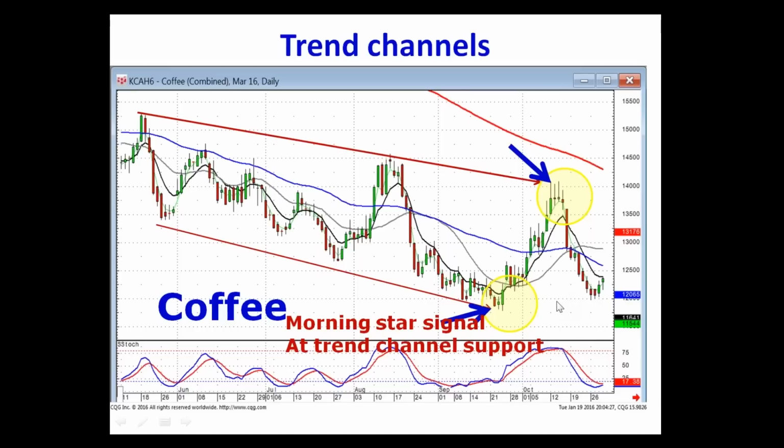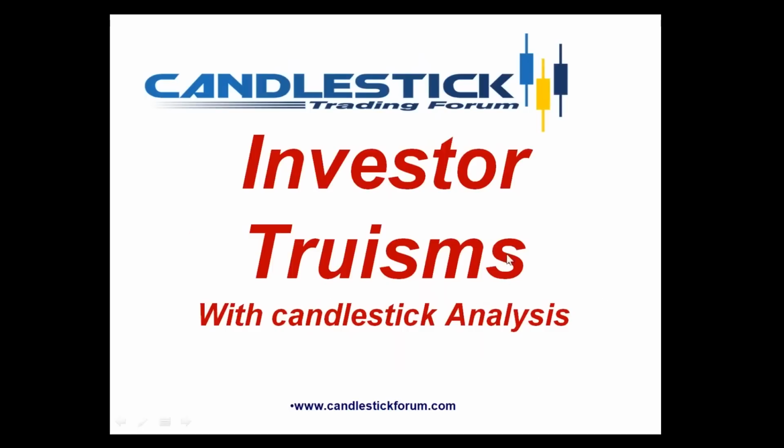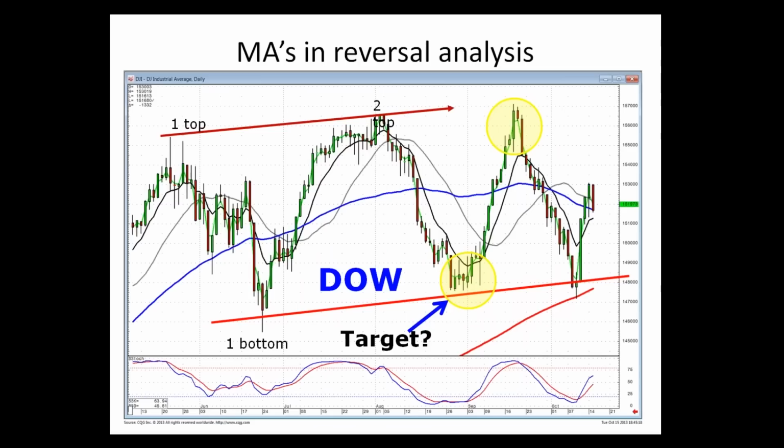What is our main criteria for buying and selling with candlestick analysis? Watch to see what the signals are telling us. Everything else is just a confirming indicator. So investor truisms of candlestick analysis: again, the further away you move from the T line, the higher the probability it's going to come back and test it.